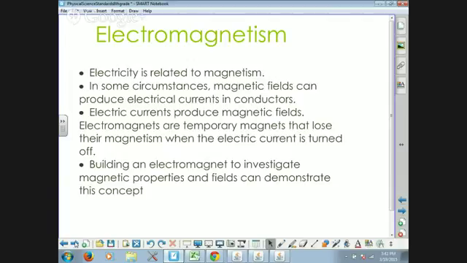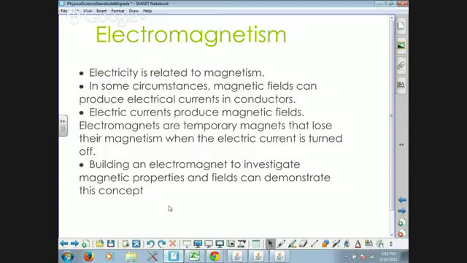So electricity is related to magnetism, and in some circumstances, magnetic fields can produce electrical currents in conductors. We talked about conductors. Metals are great conductors. Copper works very well for any of these things. And we said that electric currents produce magnetic fields. So when we looked at building the electromagnet, we took the electric current and passed it through a wire wrapped around the iron, and that's producing the magnet. That's like the big electromagnets at the scrapyard. So when you see those big scrapyard ones, that's what's happening.